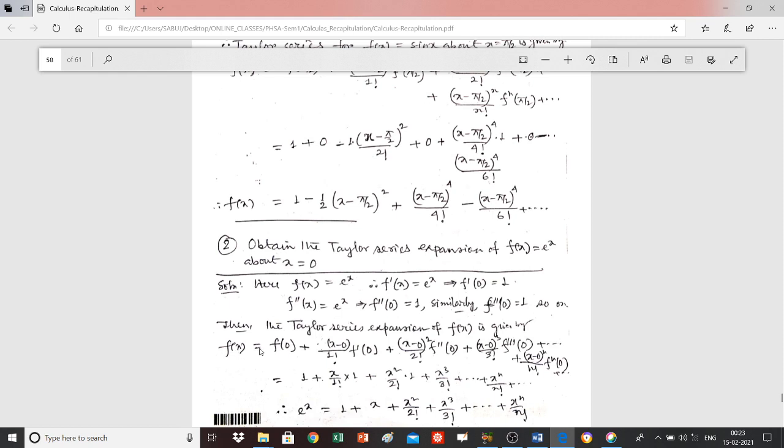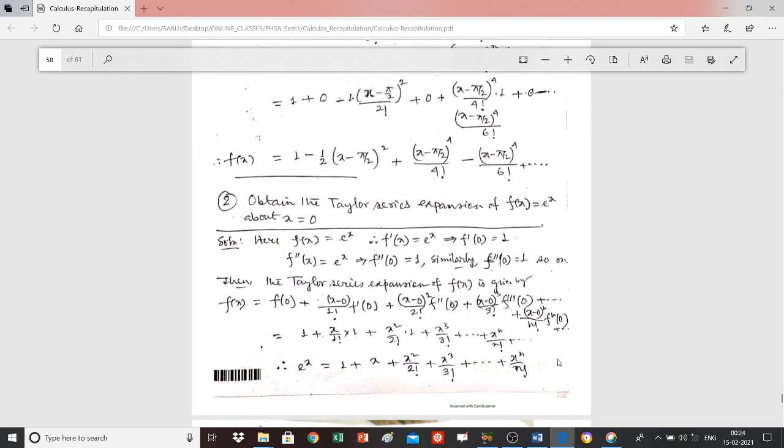So f(x) can be written as f(0), plus (x minus 0) by 1 factorial f prime(0), plus (x minus 0) squared by 2 factorial f double prime(0), plus (x minus 0) cubed by 3 factorial into f triple prime(0). In this way it will continue, plus dot dot dot etc.